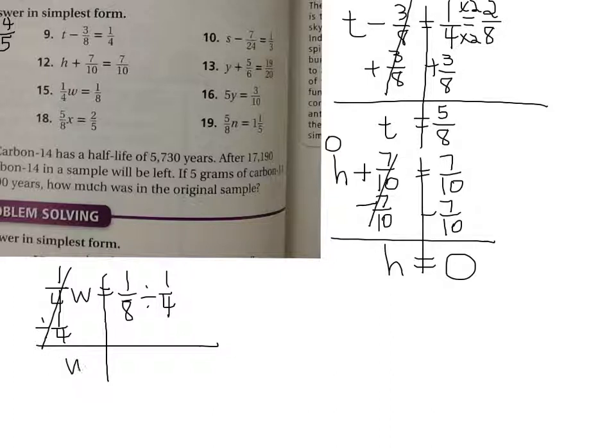This cancels out. I'm left with w equals, I'm going to rewrite it as 1/8 multiplied by the reciprocal of 1/4. 4 and 8 share 4. Divide by 4, 1. Divide by 4, 2. Multiply across the top. Is it simplified? Yes. W equals half. If you're checking your work, this one's easy to check. Plug in half: 1/4 times 1/2 is 1/8. Multiply across the top, 1. Multiply across the bottom, 8.